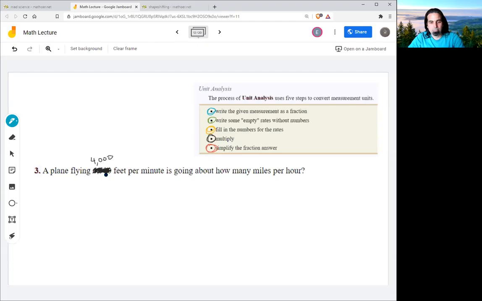How many miles are in an hour? If I wanted to collect my facts first, I certainly could. There's 5,280 feet is 1 mile, and 60 minutes is 1 hour.